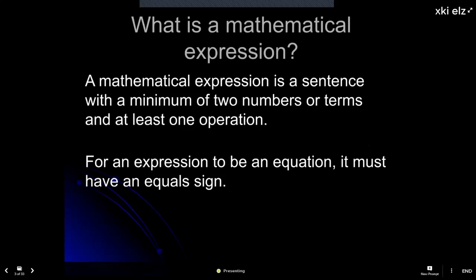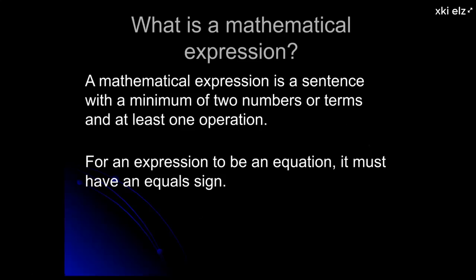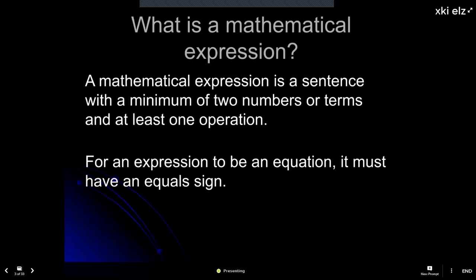So, what is a mathematical expression? Well, a mathematical expression is a sentence, because math can have sentences too, and I'm not talking about word problems. I'm talking about equations and pieces of math. Those are phrases or the words in mathematics. A mathematical expression is a sentence with a minimum of 2 numbers or terms and at least one operation. For an expression to be an equation, it must have an equal sign.